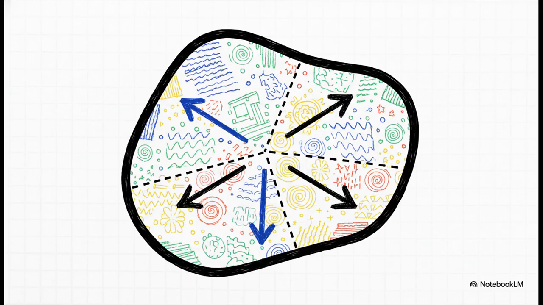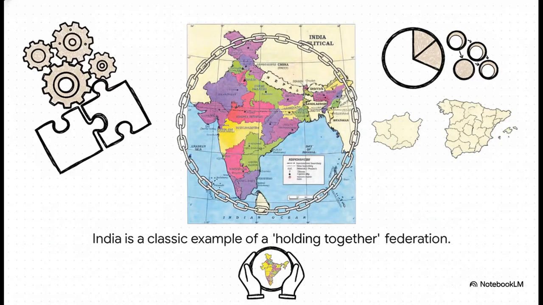This is what happens when a large and diverse country decides to divide its power. The power is shared between the national government and the various states, mainly to manage the country's vast diversity more effectively. India is the perfect example of a holding together federation. Other countries like Spain and Belgium also fall into this category. In these cases, you have a big country that decides to share authority to, well, better hold itself together.